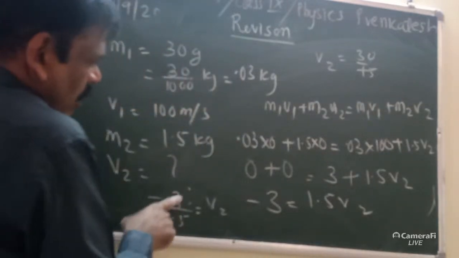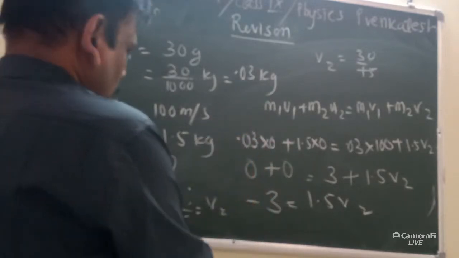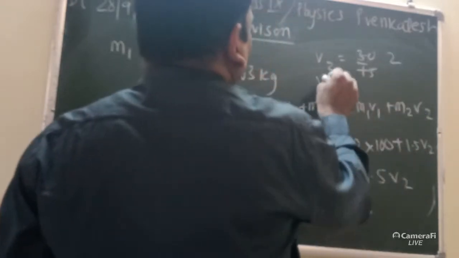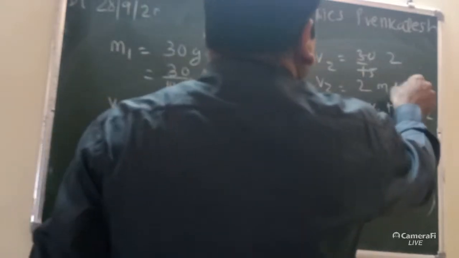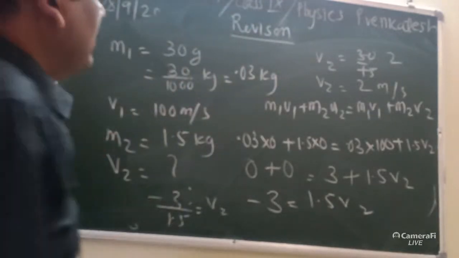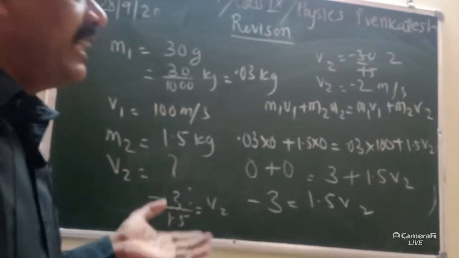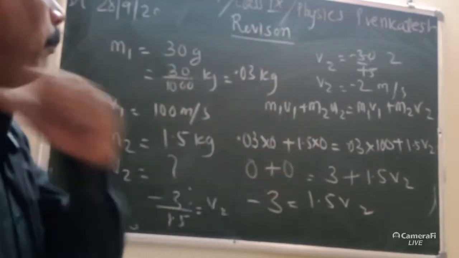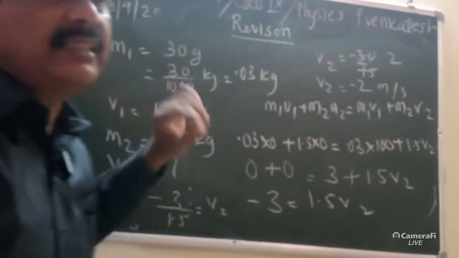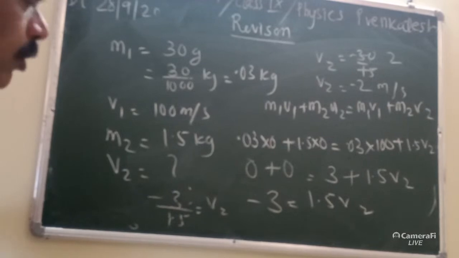When you remove the decimal, you put 10 here, 30 over 15. Do that, V2 equals 2 meter per second. Now this is minus, so this will also be minus. The negative sign indicates that the pistol is moving backwards. So the recoil velocity of the pistol is 2 meter per second. Got it?